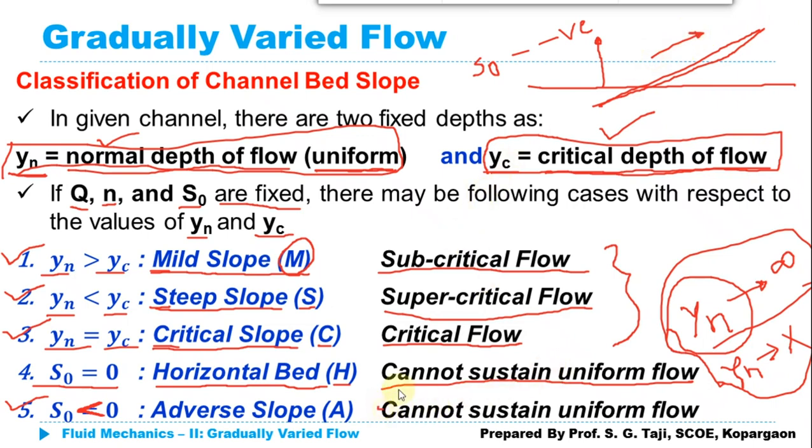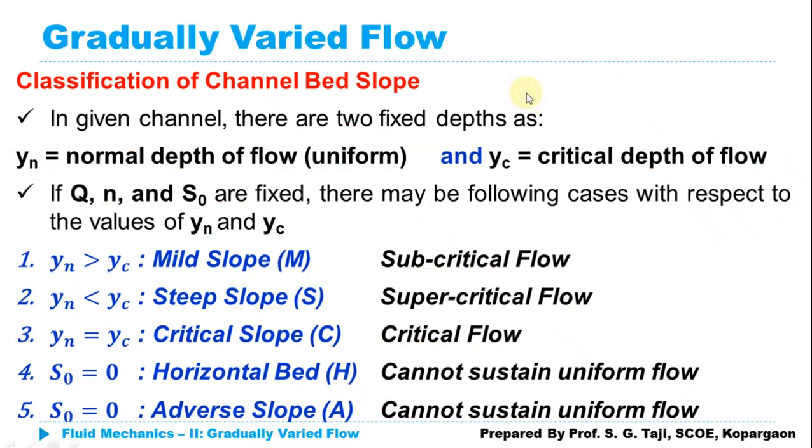So again our flow cannot be sustained and this yn does not exist, and this slope is said to be an adverse slope, which is denoted by the letter capital A. So let's discuss those slopes in detail by looking at the diagram. But before proceeding to that, we are going to go through the regions which are going to develop because of yn and yc and the values of yn and yc.